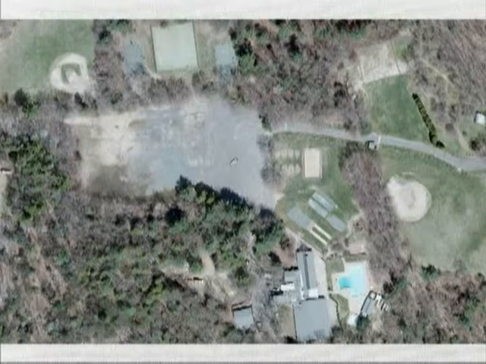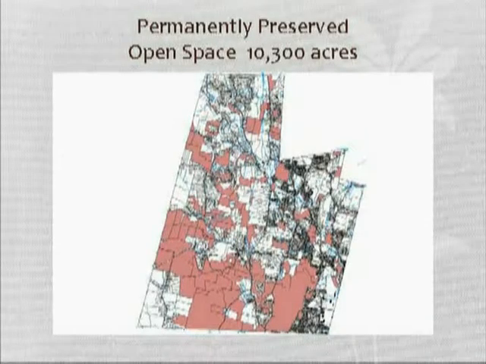Anybody know what this is? High Meadow, that's right. So you don't think of High Meadow as a recreational facility, but it certainly is. And so permanently preserved open space, over 10,000 acres. Again, the town is 26,000 acres. You put it all together like that, you kind of get an idea of what we're looking at.